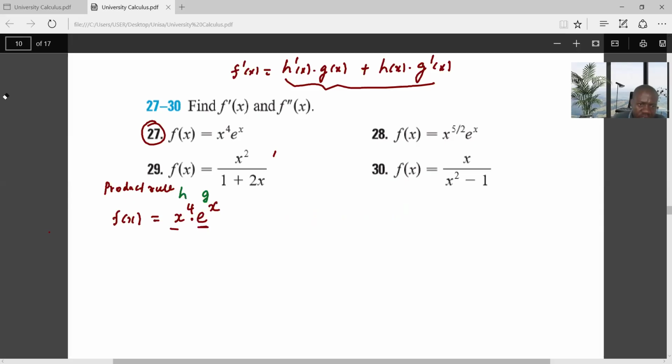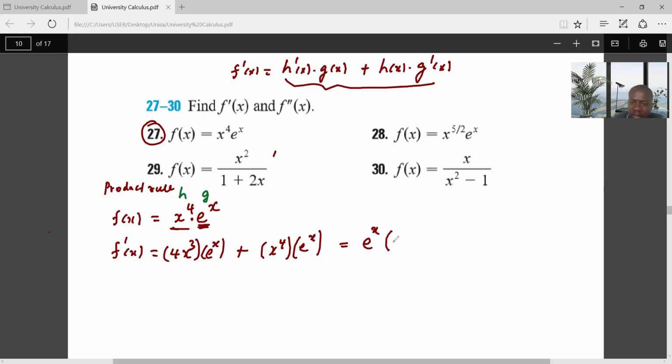So I will have to do it like this: f prime of x, differentiate the first one, 4x cubic, leave the second one, plus leave the first one, differentiate the second one. What's the derivative? It's e to the x. What is the common factor? There's something common here, so it's e to the x. So we're going to remain with 4x cubic plus x to the power 4, which is that.